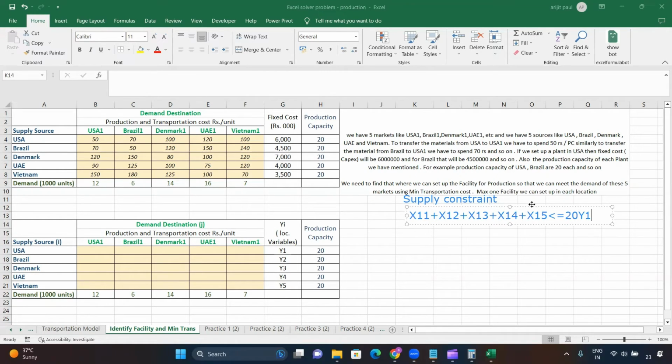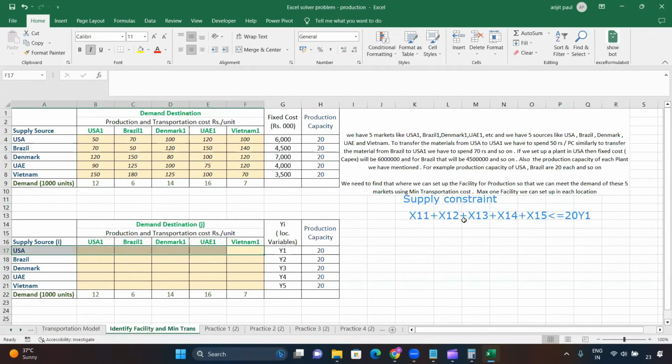So this is the model, the statements I have written for this line. This is x11, source 1, destination 1. So that is why this is x11. This is x12, source 1, but destination is 2, that is Brazil. This is x13. This is x14. 1 means USA, 4 means UAE, the destination, and this is x15.